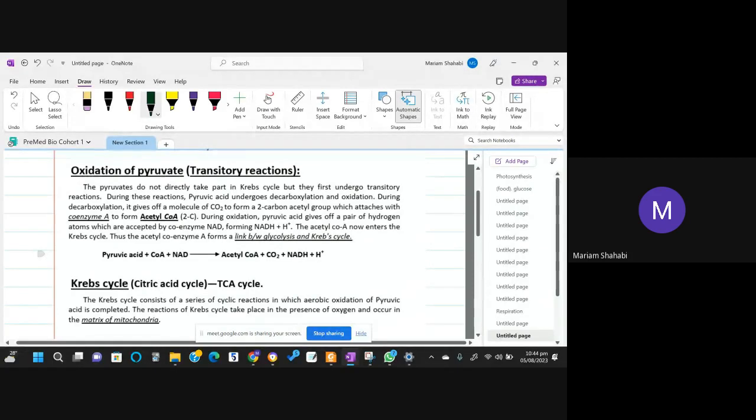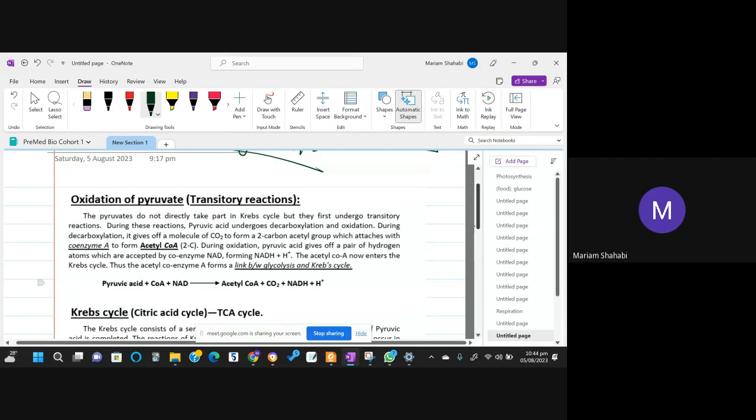So the pyruvates do not directly take part in the Krebs cycle, but they first undergo transitory reactions, during which pyruvic acid undergoes decarboxylation. This is what happens to pyruvic acid, and it is also oxidized. During decarboxylation, it will give off a molecule of CO2. Now this is a 3-carbon compound. From a 3-carbon compound it will first become a 2-carbon compound.